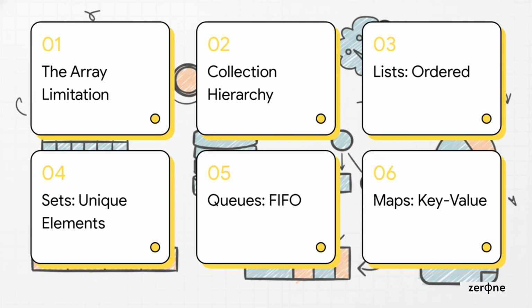Here is our roadmap for today. First, we'll cover the array limitation. Second, the collection framework hierarchy. Third, lists, which are ordered and indexed. Fourth, sets, unique elements only. Fifth, queues, which follow first in, first out. And finally, number 6, maps, key value pairs.